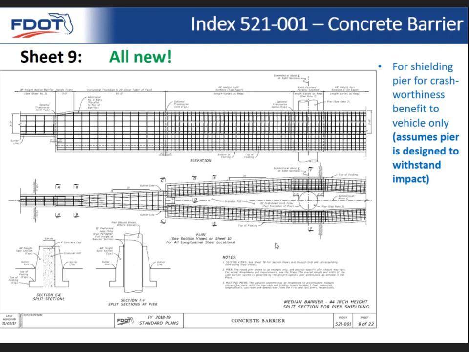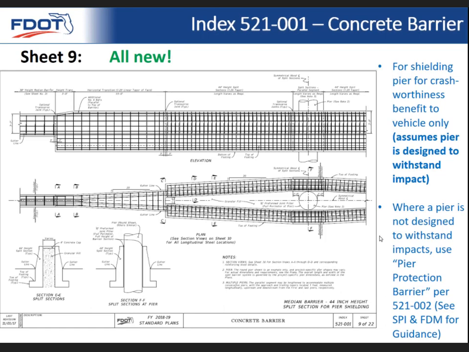And now we're getting into shielding of the pier. And I just want to point out that this, as opposed to pier protection barrier, which is the next index we'll talk about, is shielding the pier, but it's only really for the crashworthiness benefit of the vehicle. So it's basically, we're talking about the vehicle safety. And then the assumption is that the pier is designed to withstand the impact of larger trucks. So if that's the case, you're not really trying to protect the pier itself, then you can go ahead and use this index sheet.